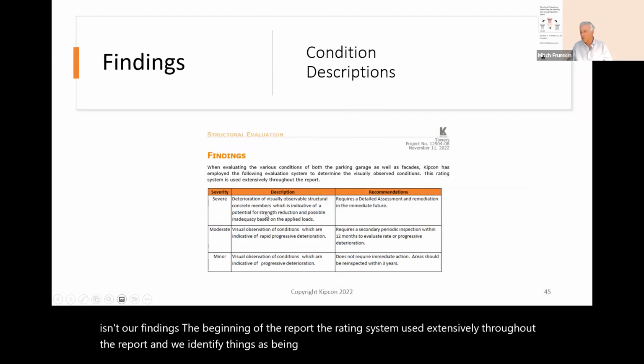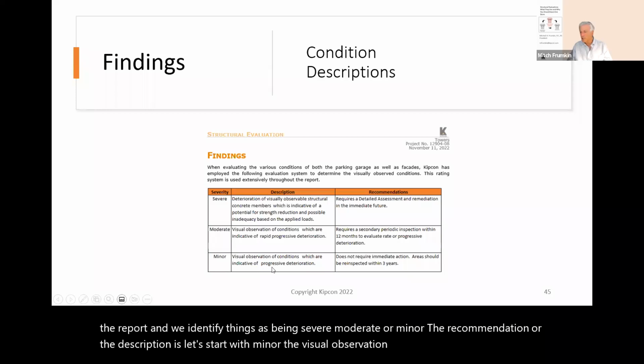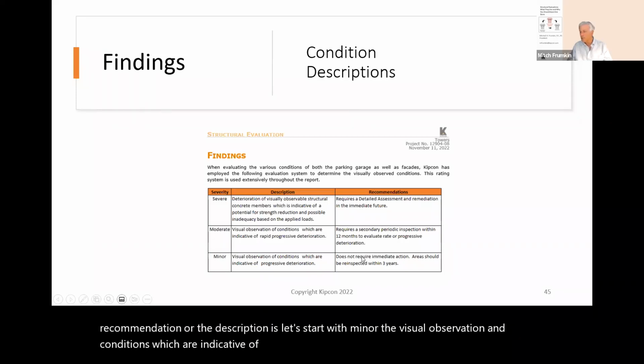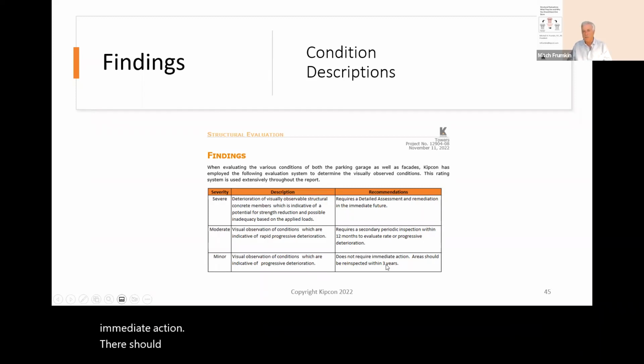The recommendation or the description: let's start with minor. Visual observation of conditions which are indicative of progressive deterioration, but does not require immediate action. Areas should be re-inspected within 3 years.